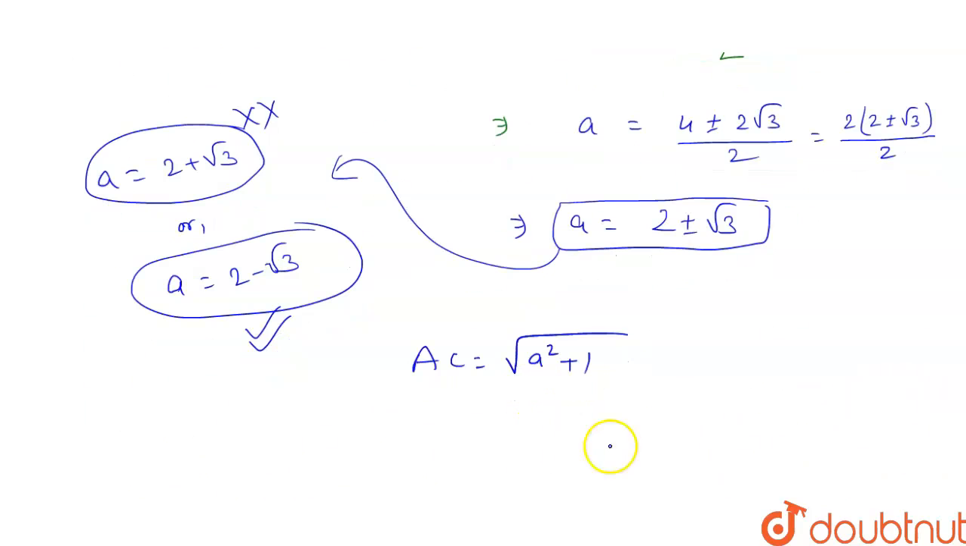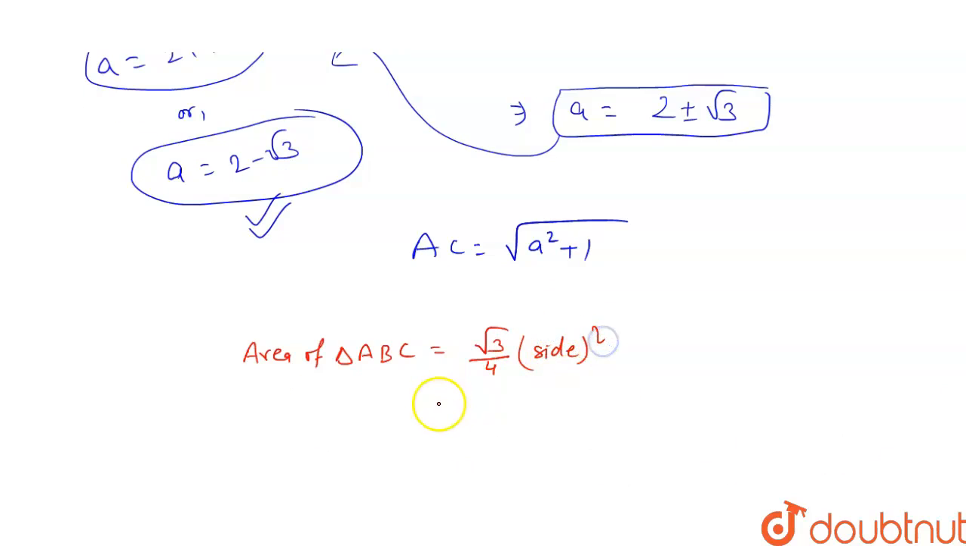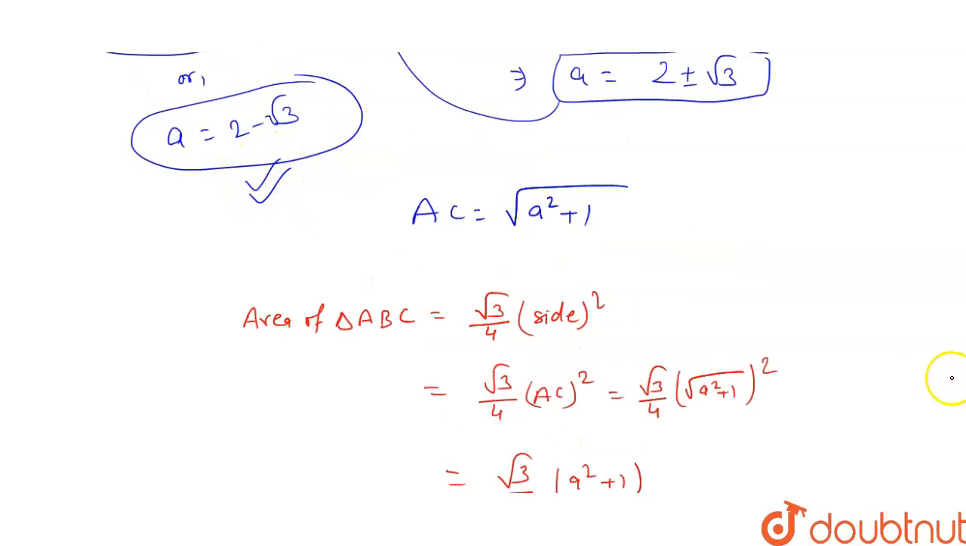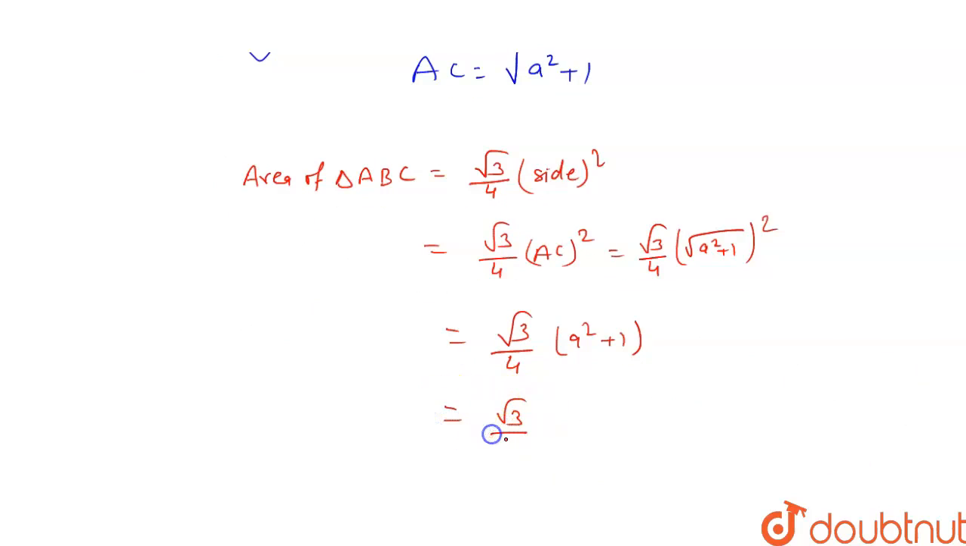We need to find the area of this equilateral triangle. Area of equilateral triangle ABC will be equal to root 3 by 4 into side square. This is the formula for an equilateral triangle. Root 3 by 4, side is AC, so AC square. Root 3 by 4, AC is under root a square plus 1, whole square. Or you can say, this will be root 3 by 4 into (a square plus 1). And we know the value of a, 2 minus root 3. We will put the value of a, root 3 by 4 into ((2 minus root 3) whole square plus 1). This will be the answer.